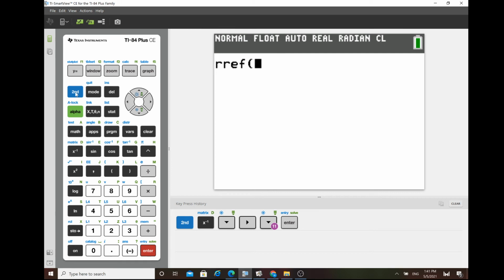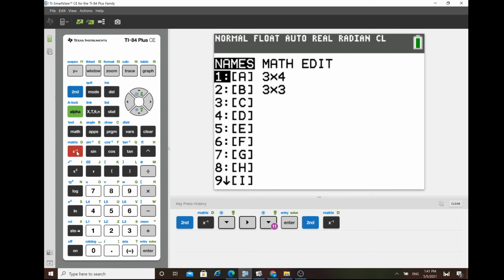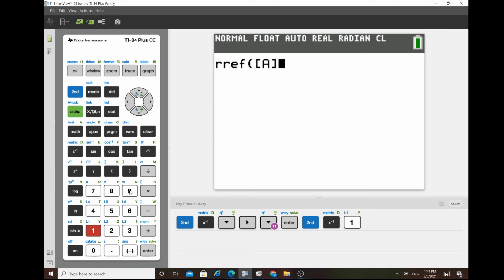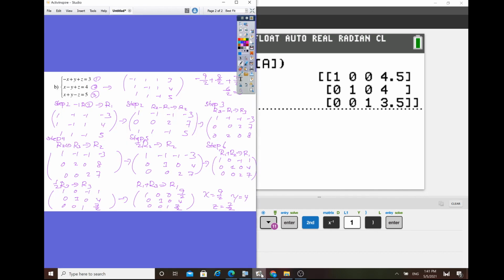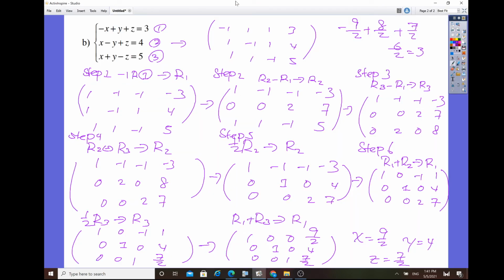And then second, matrix once again. So the one that you just stored right there, matrix A, press 1. Close parentheses, and then press enter. So here's what we found. So the value of x, the value of y, and the value of z. So 4.5, 3, 3.5. So check out the one that we got here. Okay, so 4.5, 4, and then 3.5.